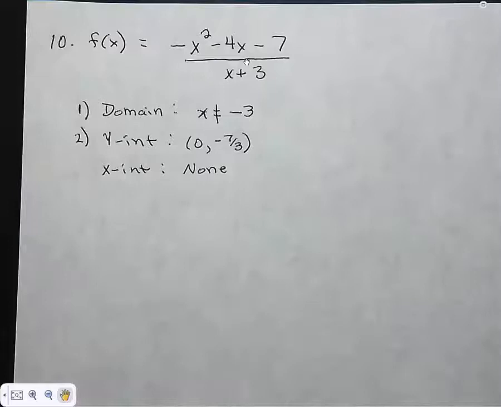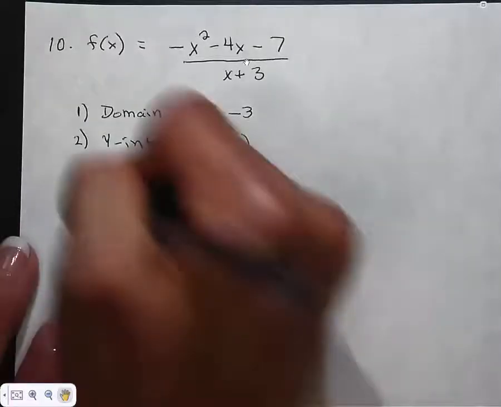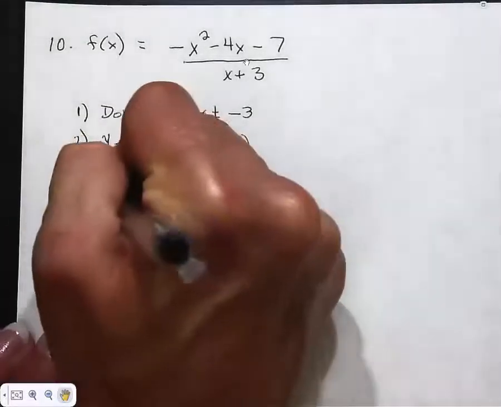All right, number 3. Is there a vertical asymptote?